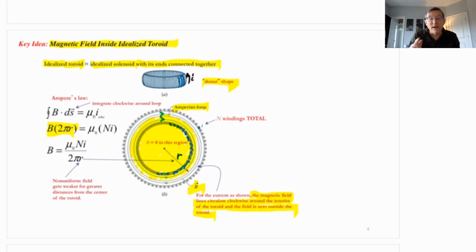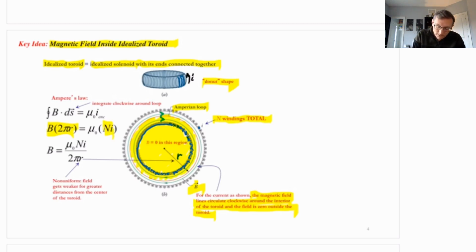And every winding carries the same current, I. And there are capital N windings total. Be careful, not little n, like for a solenoid. Little n was number of turns per unit length. This is just big N, and it's just the grand total number of windings of the wire around the toroid. Well, every single winding pierces the interior of the Amperian loop here. I'll just draw it in like that. On that interior circumference going inward. So the I enclosed is just capital N times I. Total number of windings times the current in each winding.